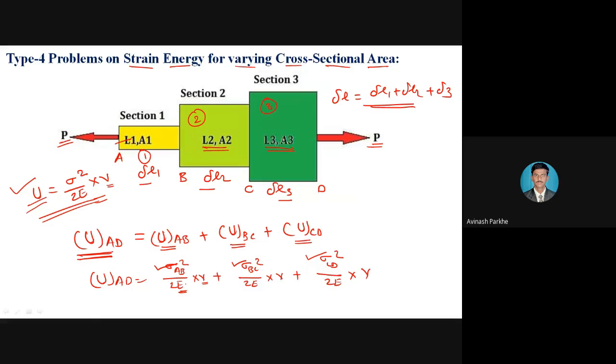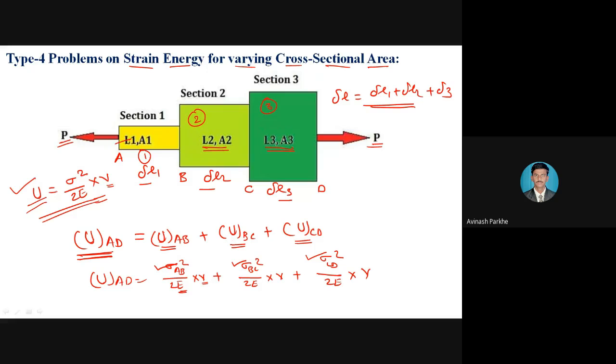Now here the three sections are given, therefore U of AB plus U of BC plus U of CD. If only two sections are given, then U of AB plus U of BC. It depends upon the number of cross-sectional areas given in that particular statement. So this is the simple formula to calculate the total strain energy stored in the bars of varying cross-sectional area. Okay, so this is the theoretical part, or this is the formula.